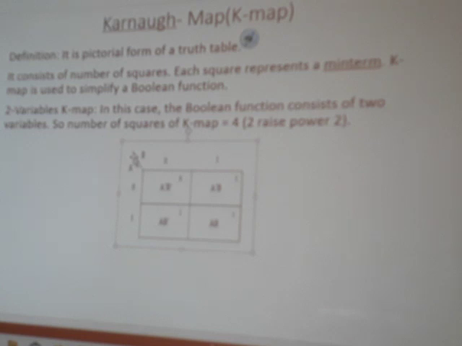Now, if a Boolean function consists of two variables a and b, then the number of squares of a K-map is 2 raised to the power 2, which is equal to 4. So we will draw a K-map having 4 squares.